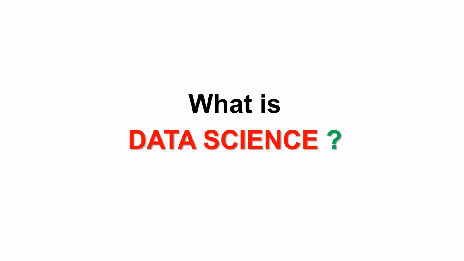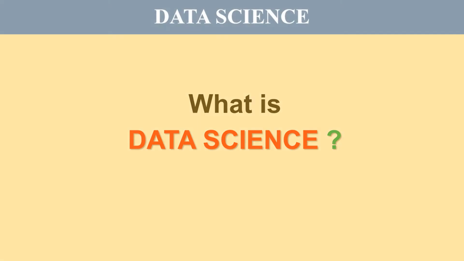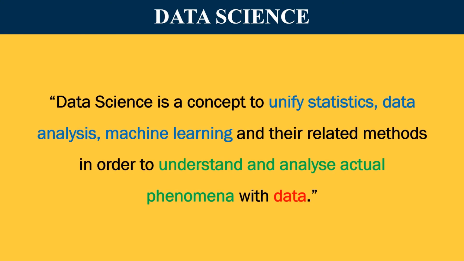So now the next big question is, what is data science? A formal definition suggests that in the field of computer science, data science is a concept to unify statistics, data analysis, machine learning, and their related methods in order to understand and analyze actual phenomena with data. This definition seems quite complex, so let us simplify the understanding.